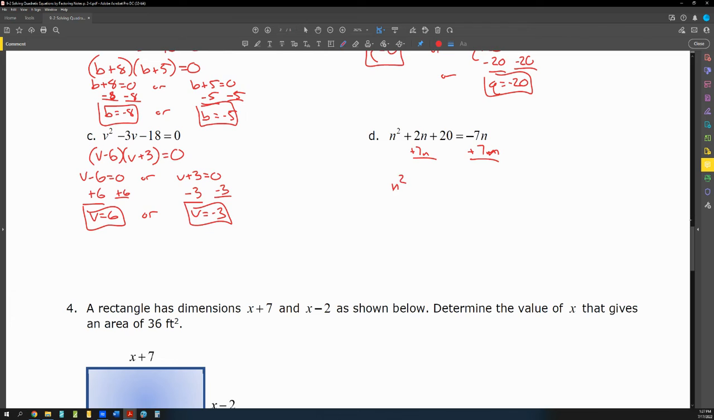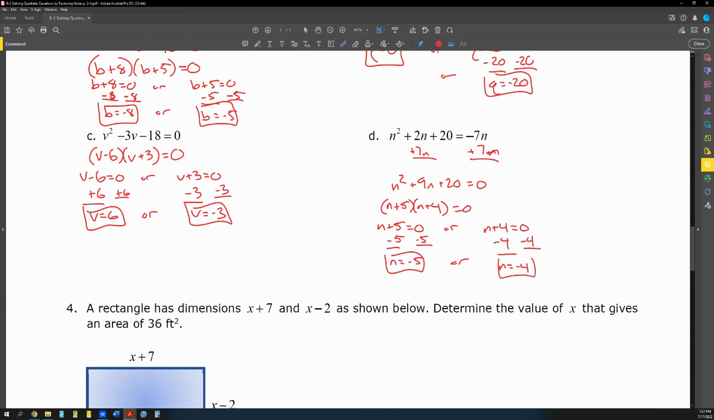So we get n squared plus 9n plus 20 is now equal to 0. Factors of 20 that add to 9, the answer, positive 5 and positive 4. So now, using the zero product property, I can set each factor equal to 0. And so I have n plus 5 equals 0 or n plus 4 equals 0. For the first equation, subtracting 5 from both sides, I get n is equal to negative 5. In the other equation, I can subtract 4 from both sides, and I get n is equal to negative 4.